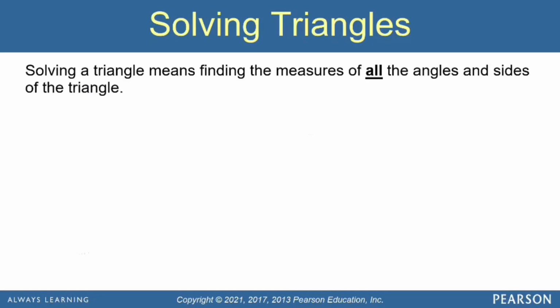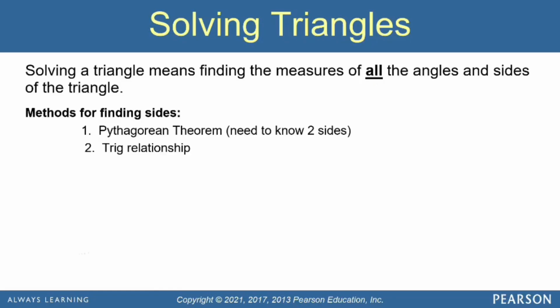To solve a triangle means to find the measures of all the angles and sides of the triangle. Now when you're asked to solve a right triangle, of course you'll always know that the right angle is 90 degrees, and then they have to give you two other pieces of information. They either have to give you an angle and a side, or they have to give you two sides. So if you're looking for a missing side, you have two tools that you can use. One is the Pythagorean theorem, but in order to use the theorem, you'll need to already know the other two sides, or you can use a trig relationship.